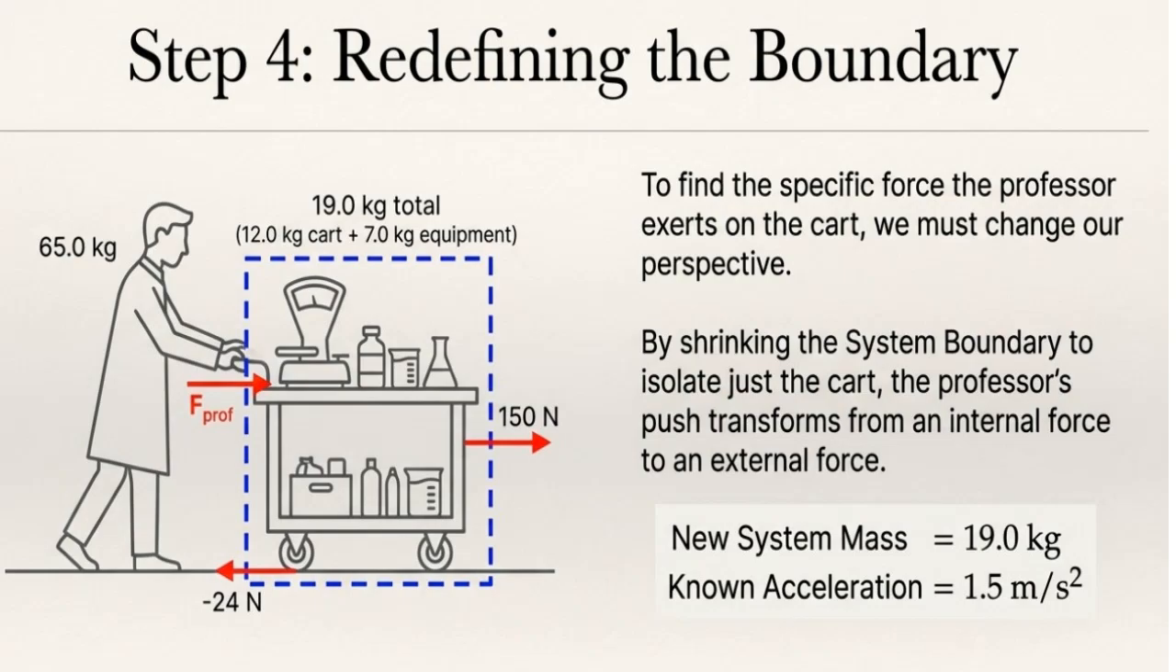Now that we have a clear understanding of the forces involved, the next step is to narrow our focus to just the cart and its equipment. By defining the system boundary around the cart alone, the force the professor applies is no longer considered internal, but external to this system. This shift in perspective allows us to analyze the specific push that moves the cart. Given the cart's mass of 19 kilograms and its acceleration of 1.5 meters per second squared, we can calculate the exact force exerted by the professor, making the problem more manageable and precise.